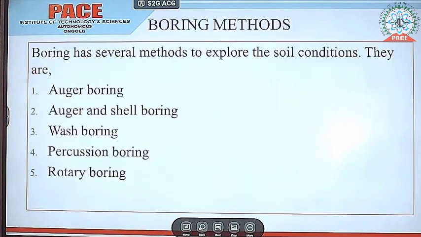Coming to boring methods. There are several boring methods to explore the soil conditions. They are mainly auger borings, auger and shell borings, wash boring, percussion boring, and rotary boring. These are some of the important boring methods.